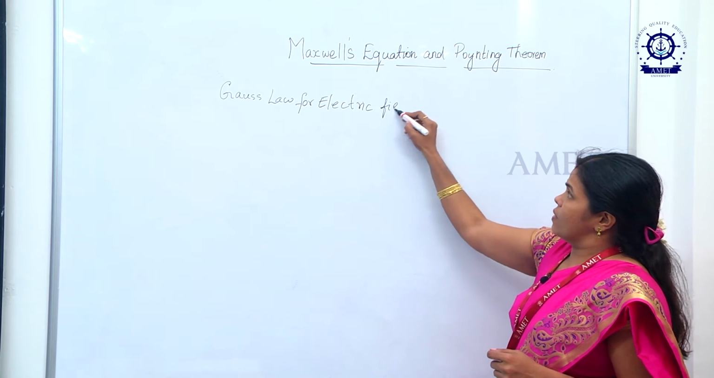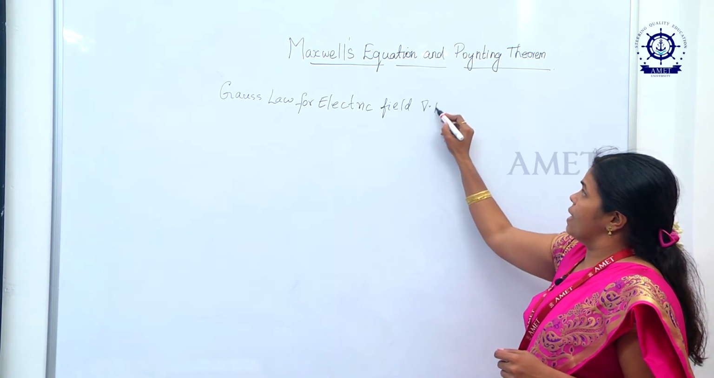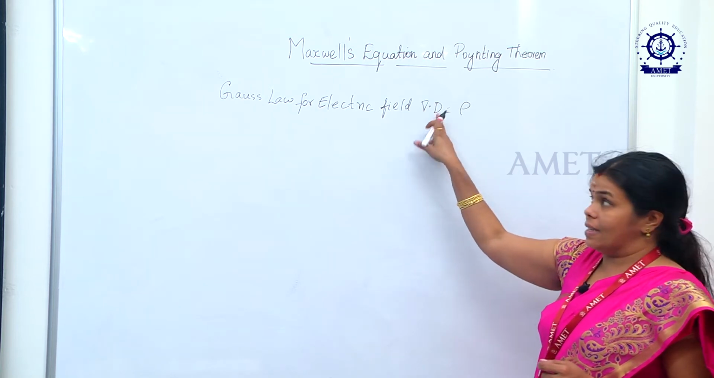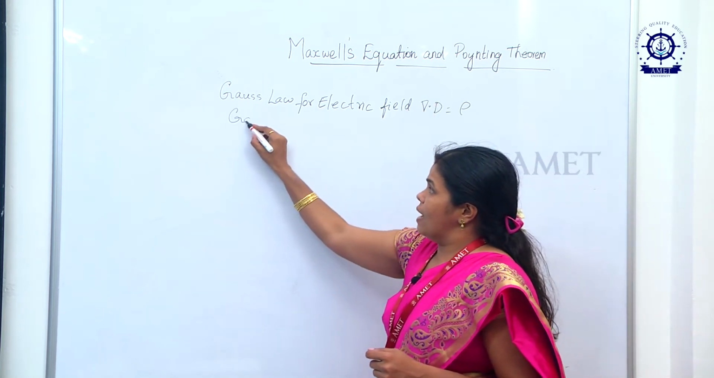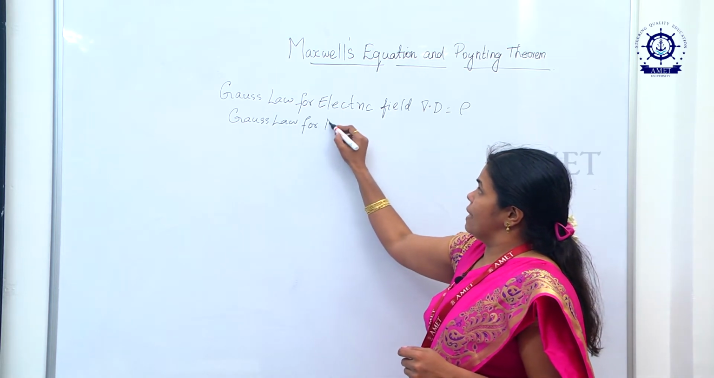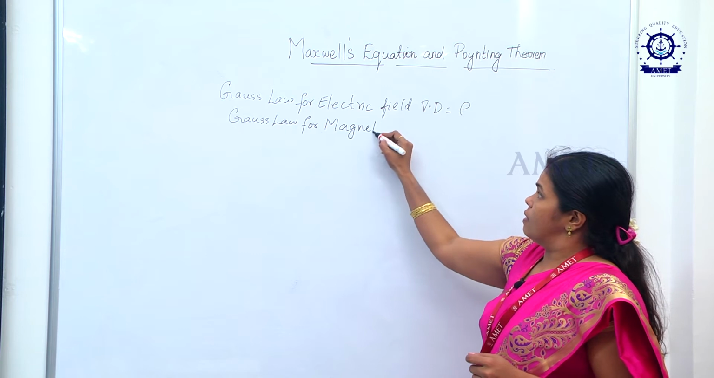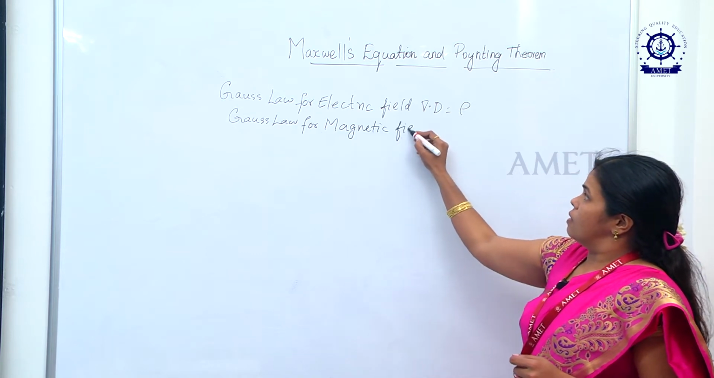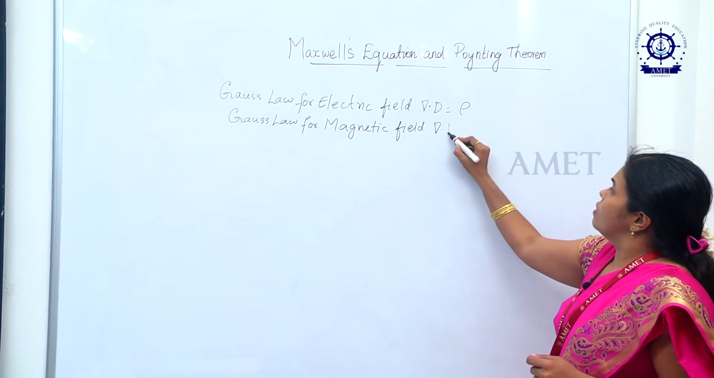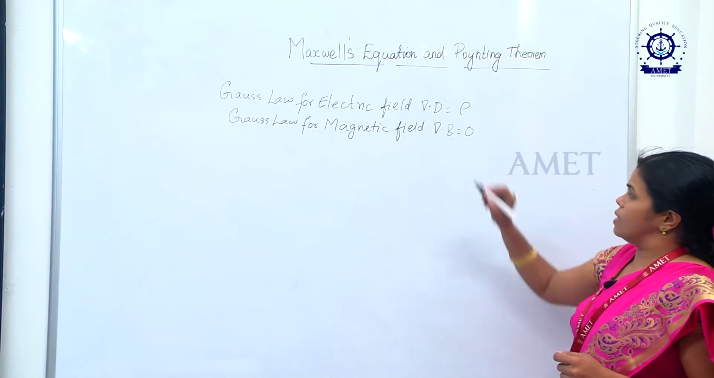Gauss's law for the electric field is del dot D equal to rho. D means the electric flux density. Then the same Gauss's law for the magnetic field is del dot B equal to 0.